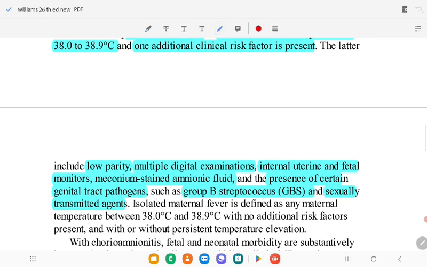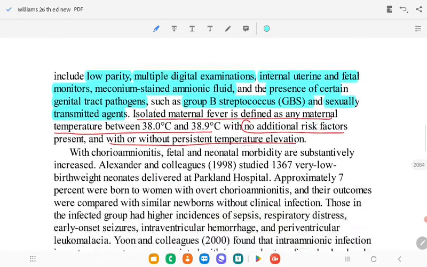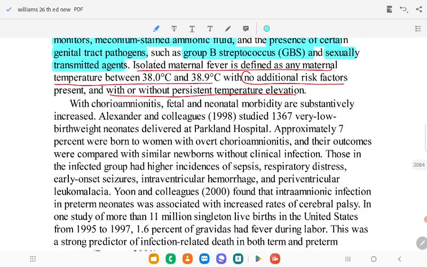Remember this: isolated maternal fever is defined as any maternal temperature between 38 to 38.9 degrees centigrade with no additional risk factors. The risk factors are low parity, multiple digital examinations, internal uterine fetal monitor, meconium-stained amniotic fluid, and certain genital tract pathogens like group B streptococcus and sexually transmitted agents, with or without persistent temperature elevation. Remember this: with chorioamnionitis, fetal and neonatal morbidity will substantially increase.